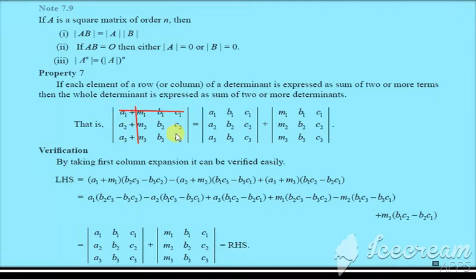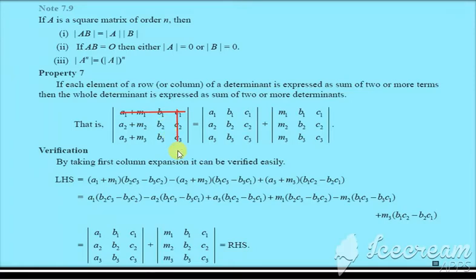The next term, second term B1, I'm going to expand here. So the column and row will be neglected, the remaining terms (A2+M2) into C3 minus (A3+M3) into C2. Next, third term C1, I'm going to expand. So for C1, the column and row will be neglected, the remaining terms (A2+M2) into B3 minus (A3+M3) into B2. That value I have written here.